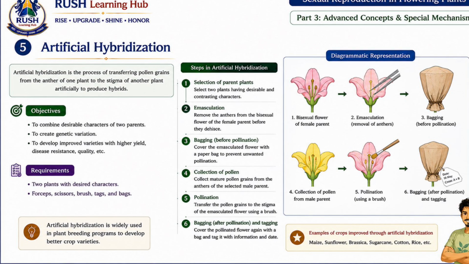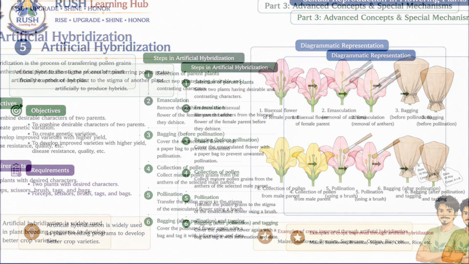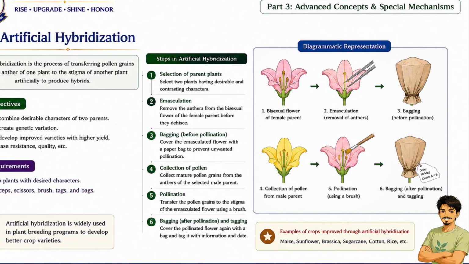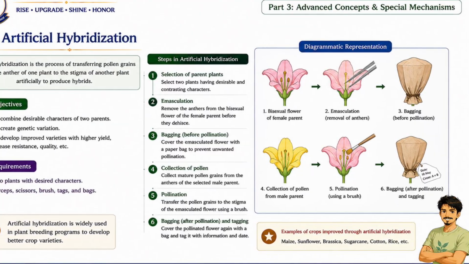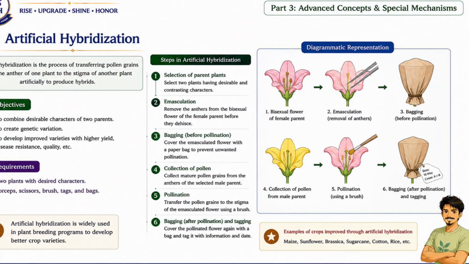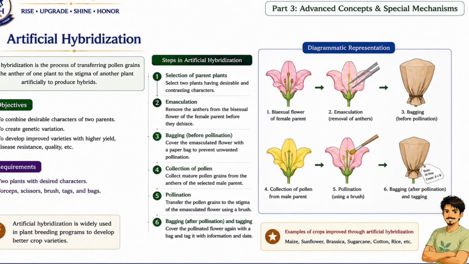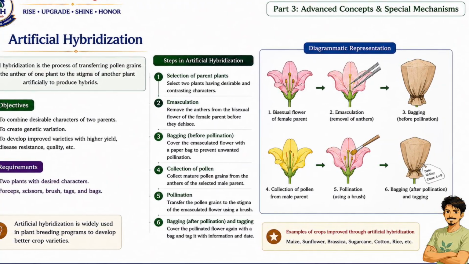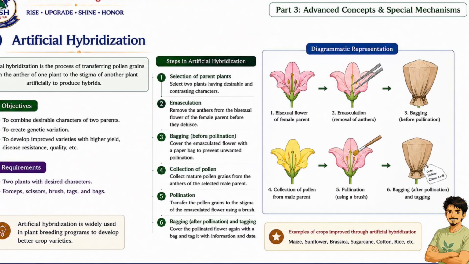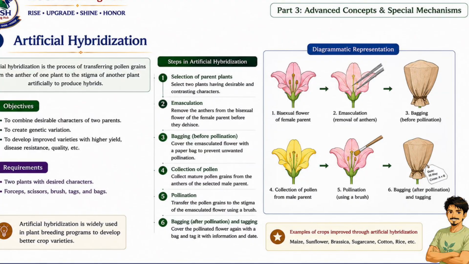This ensures controlled pollination between the chosen parents. Step 6. Bagging and tagging after pollination. After pollination, the flower is again covered with a bag to prevent contamination. A tag is attached containing details such as the names of the parent plants and the date of pollination. This step is known as tagging.